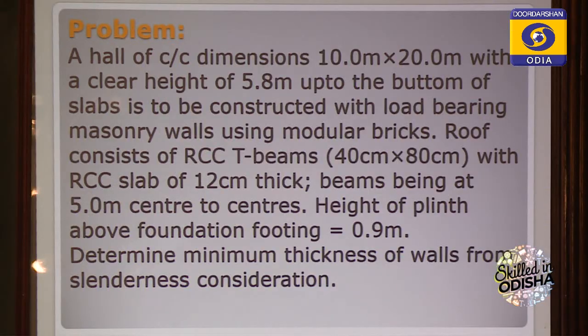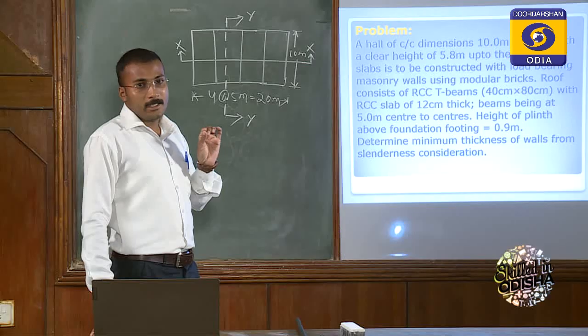You can go through the problem statement very clearly, which is visible to you on the screen. As per the problem statement, a hall of center to center dimensions 10 meter into 20 meter with a clear height of 5.8 meter up to the bottom of the slab is to be constructed with load bearing masonry walls using modular bricks. So from the problem statement it is very clear that the question is on the load bearing wall.